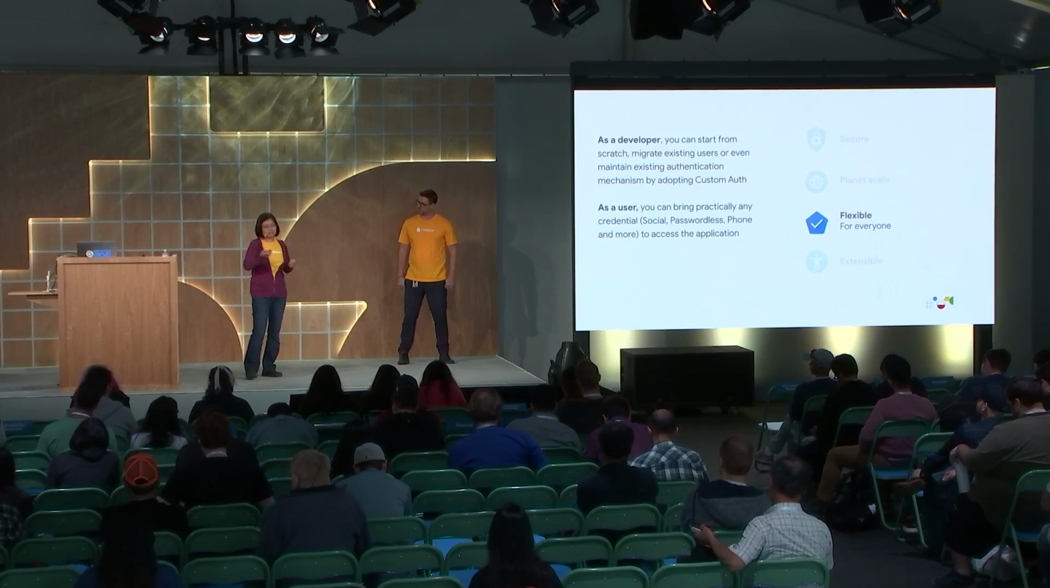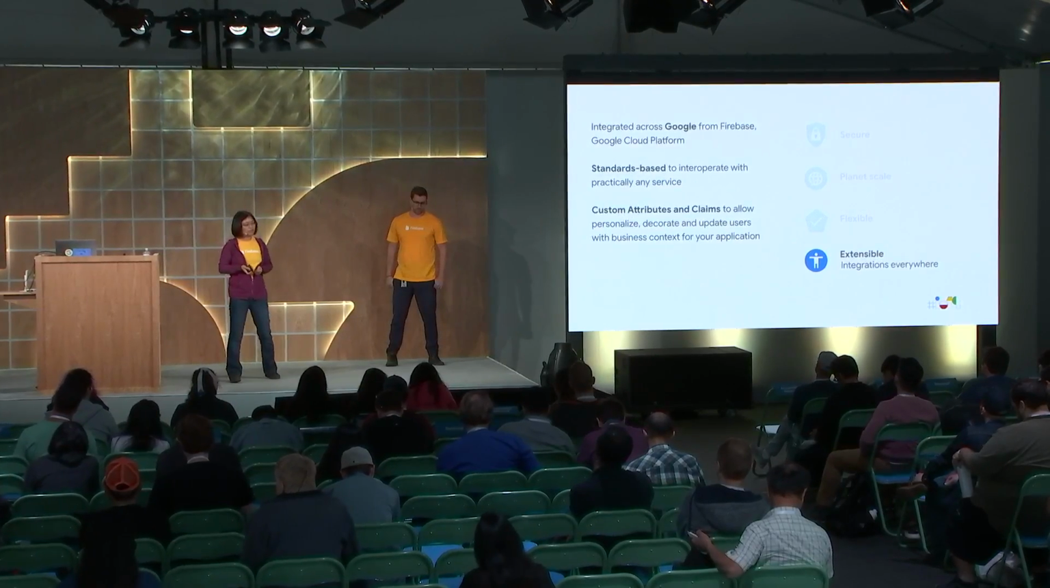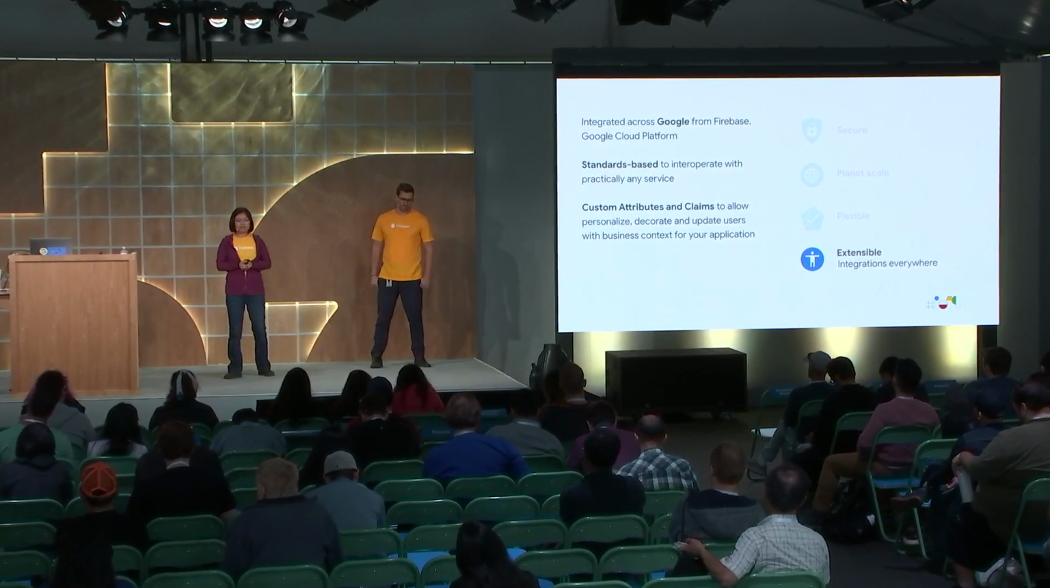What does that mean? For a developer, if you are building an application from scratch, or maybe you have some legacy system that you're using but you want to gradually migrate to Firebase Authentication, or maybe you are very happy with your existing system but you just want to use Firebase Auth for some other reasons, all of these are supported. And from the user's perspective, they can pretty much bring all the credentials that they already have and start to use your application. So the last principle here is extensibility.